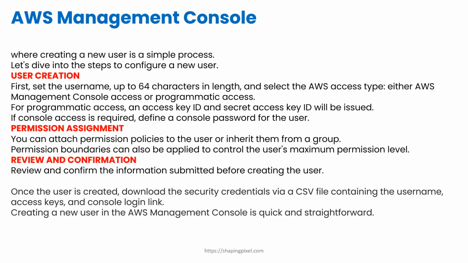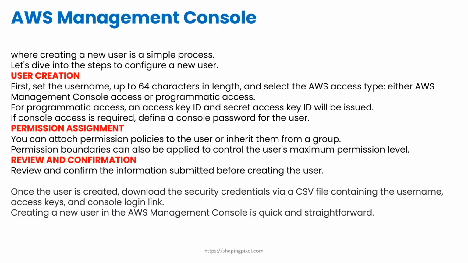In the AWS Management Console, creating a new user is a simple process. Let's dive into the steps to configure a new user. First, set the username, up to 64 characters in length, and select the AWS access type, either AWS Management Console access or programmatic access. For programmatic access, an access key ID and secret access key will be issued. If console access is required, define a console password for the user.